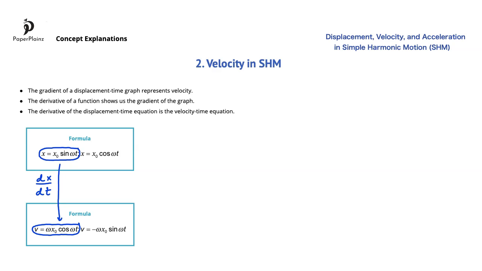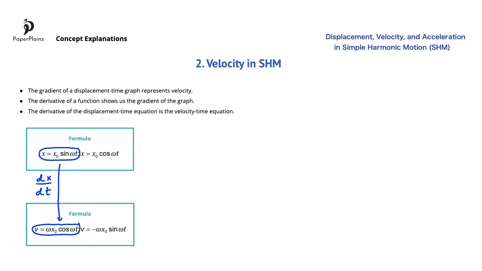The derivative of sine is cosine, and omega appears in front of x0 because we are using the chain rule. The inside function in the chain rule is omega t, and the derivative of omega t with respect to t is omega.